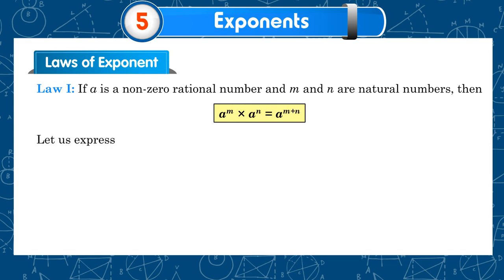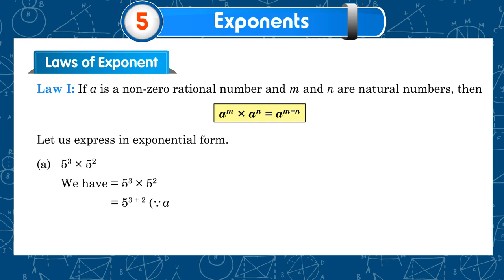Let us express in exponential form. A. 5 cube into 5 square. We have 5 cube into 5 square equal to 5 raised to the power 3 plus 2, as a raised to the power m into a raised to the power n equals a raised to the power m plus n, equal to 5 raised to the power 5.